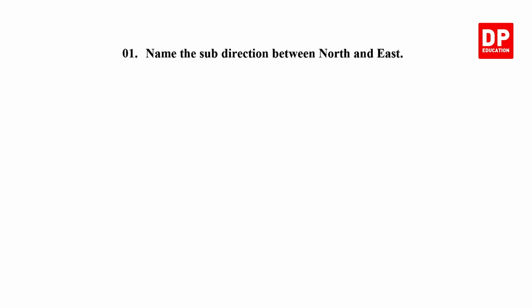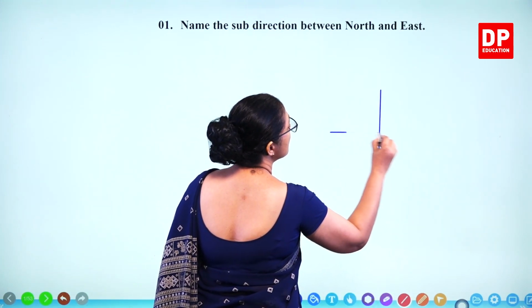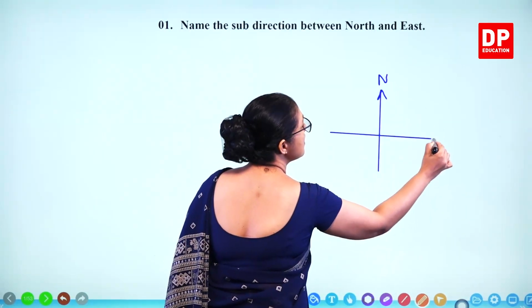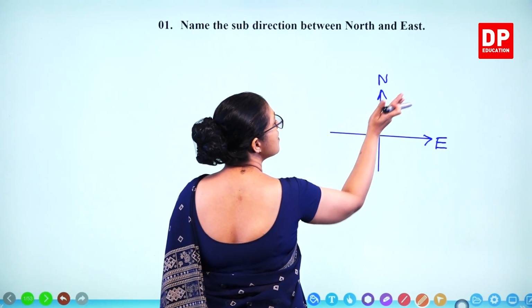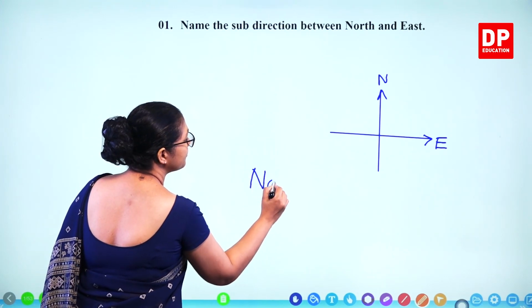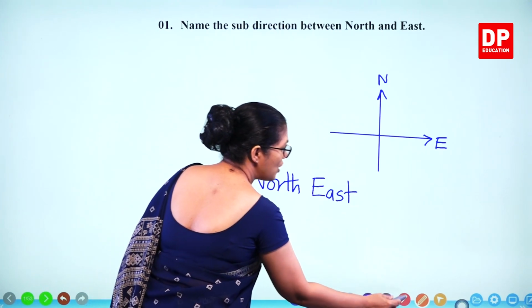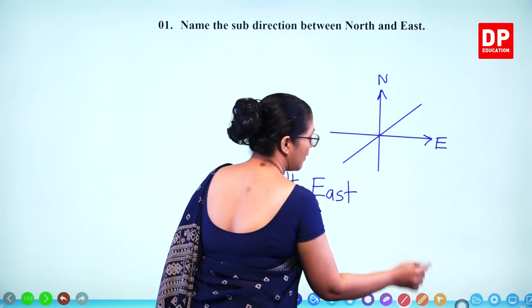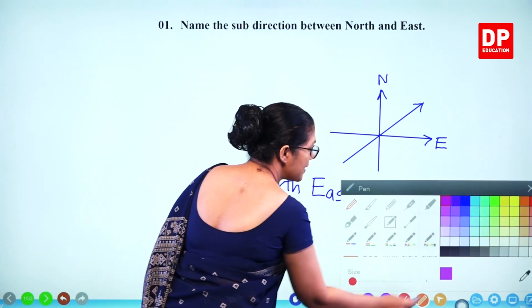Let's take question number 1. Name the subdirection between north and east. So when you take the directions, if this is north, this is east. So what is the direction in between? So we say that's northeast. Northeast. So which way? That's this way. So you get 2 marks for that.